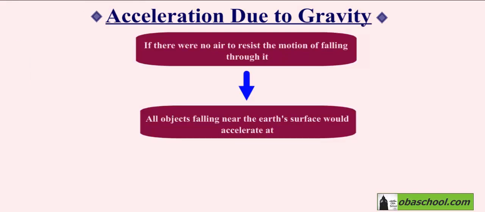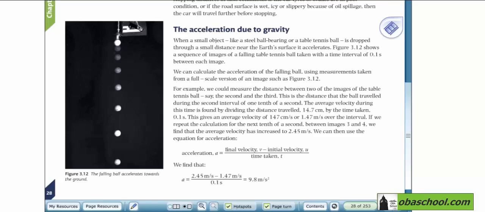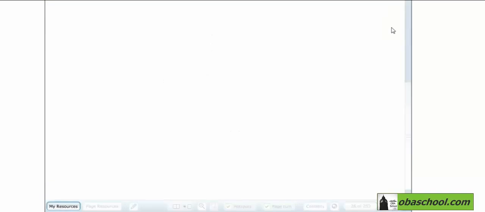So we can say that if there were no air to resist the motion of falling through it, all objects falling near the Earth's surface would accelerate at g equals 9.8 meters per second squared. Now to clarify this more, we'll watch this video by pressing on the hotspot icon.